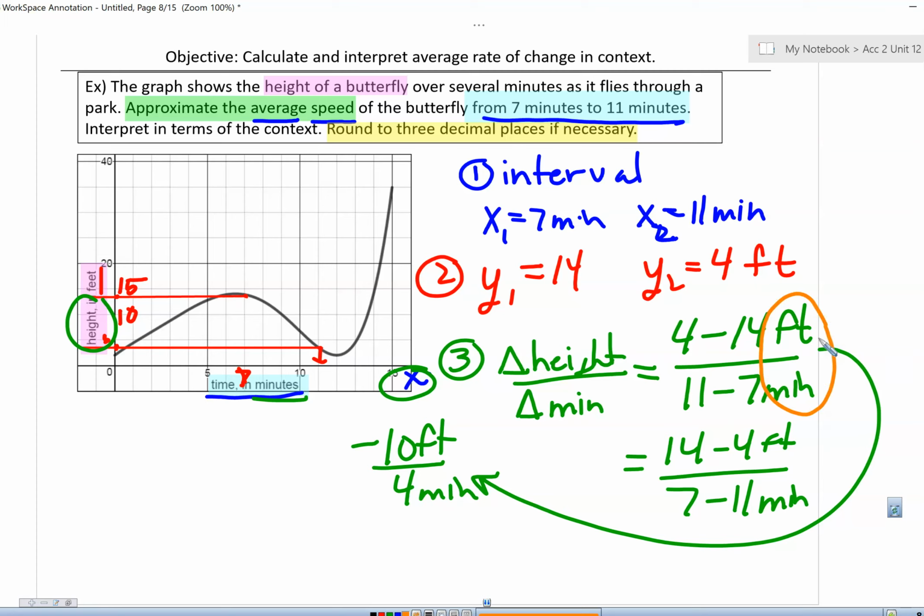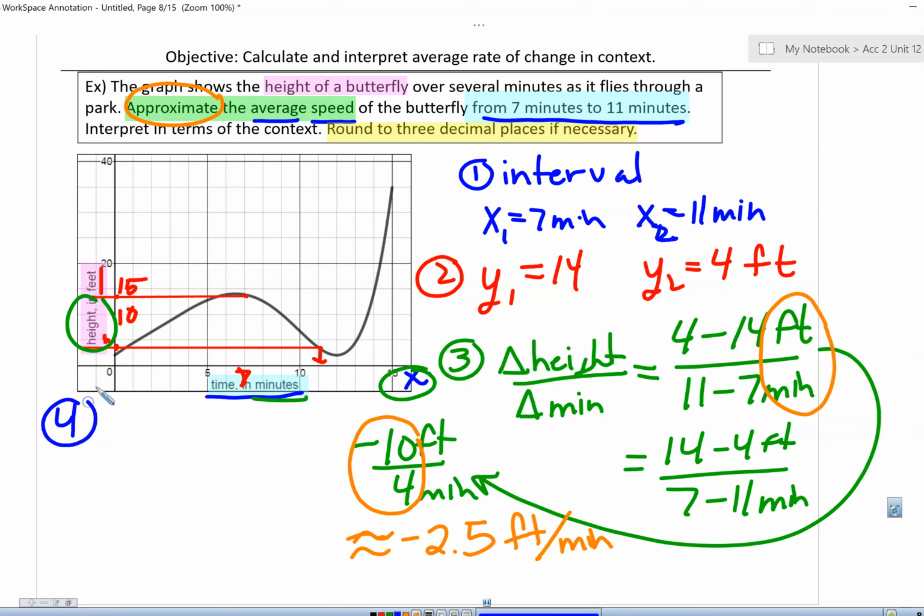We're going to want to simplify this, and negative 10/4 is negative 5/2. That's negative 2.5. I am going to use my approximate symbol here, and that is because we estimated our y values, remember? So we are technically approximating, even though I'm not having to round that particular value, and this would be feet per minute. So I've got that, so now I am going to write my conclusion.